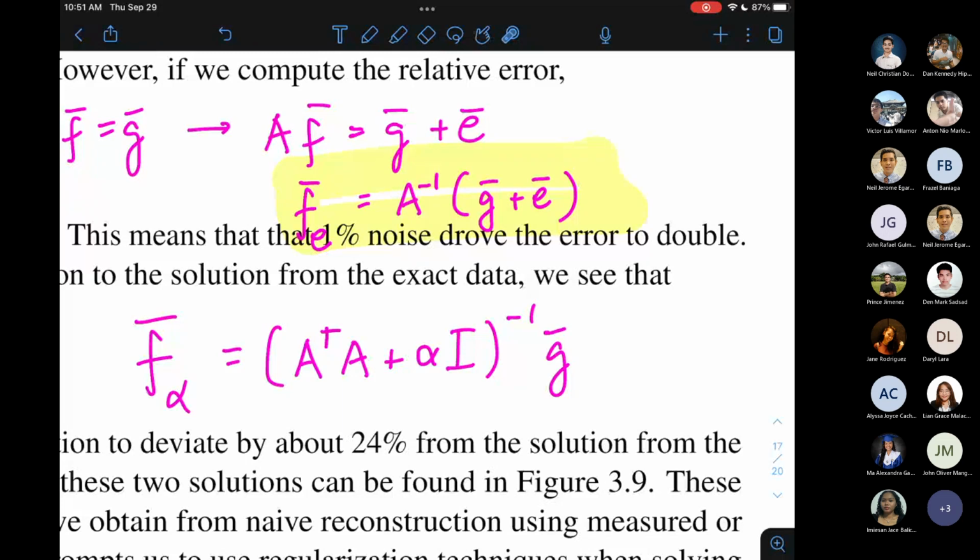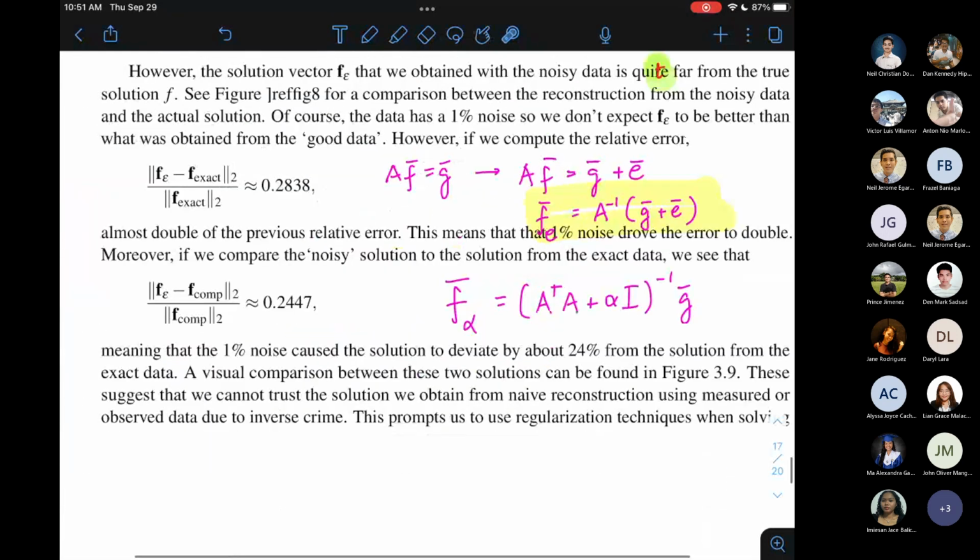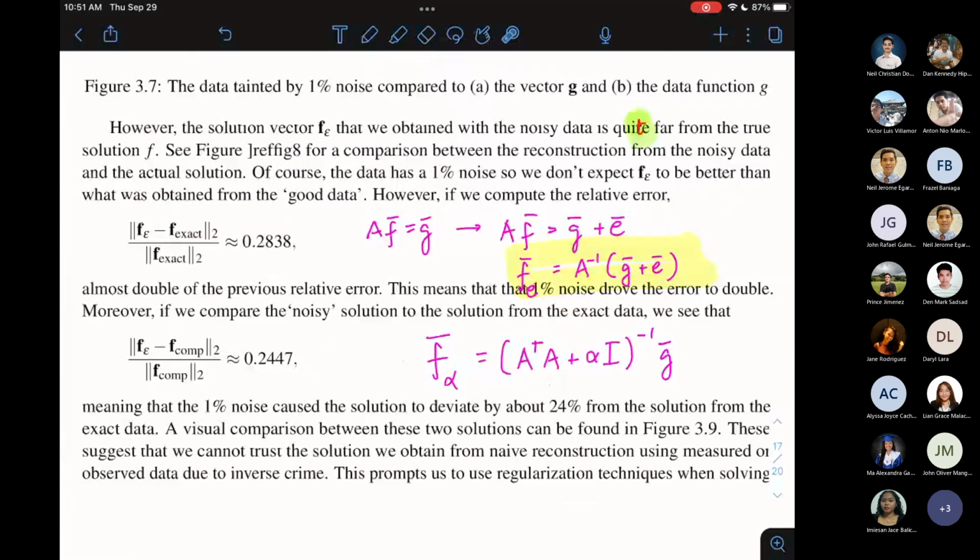Ibig sabihin, mapapababa natin yung epekto ng noise mula dun sa solution na nakukuha natin. Alright? So kung 24% ito, kaya ko itong ibaba, say, to just 5%. So ibig sabihin, yung 1% noise, magkakaroon lang siya ng at most 5% na change doon sa solution. So ito yung tinatawag natin na regularized reconstruction.